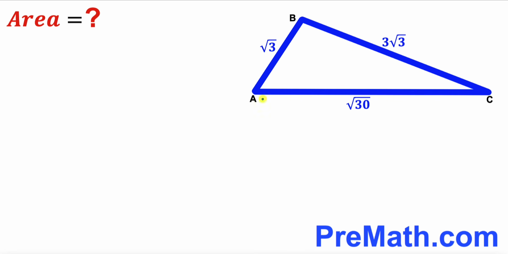In this video, we have this blue triangle ABC, as you can see in the given diagram, such that side AB length is square root of 3 units. The side AC length is square root of 30. And finally, side BC length is 3 times square root of 3. Now our task is to calculate the area of this triangle ABC.